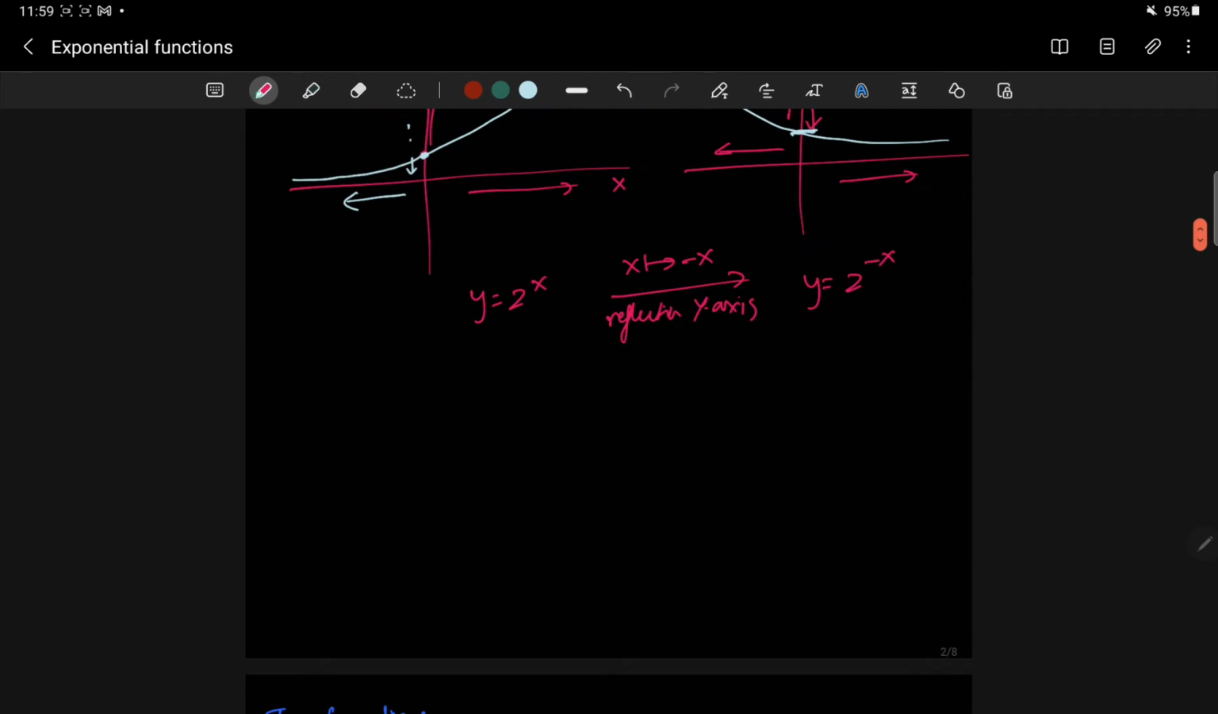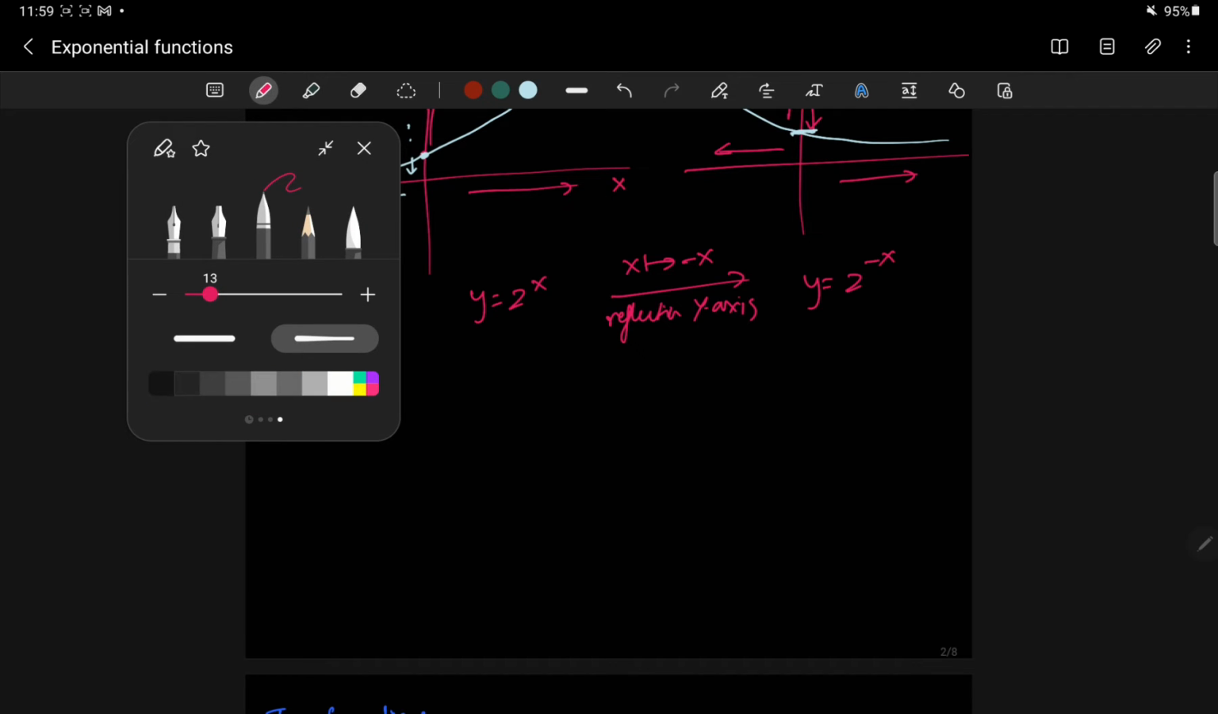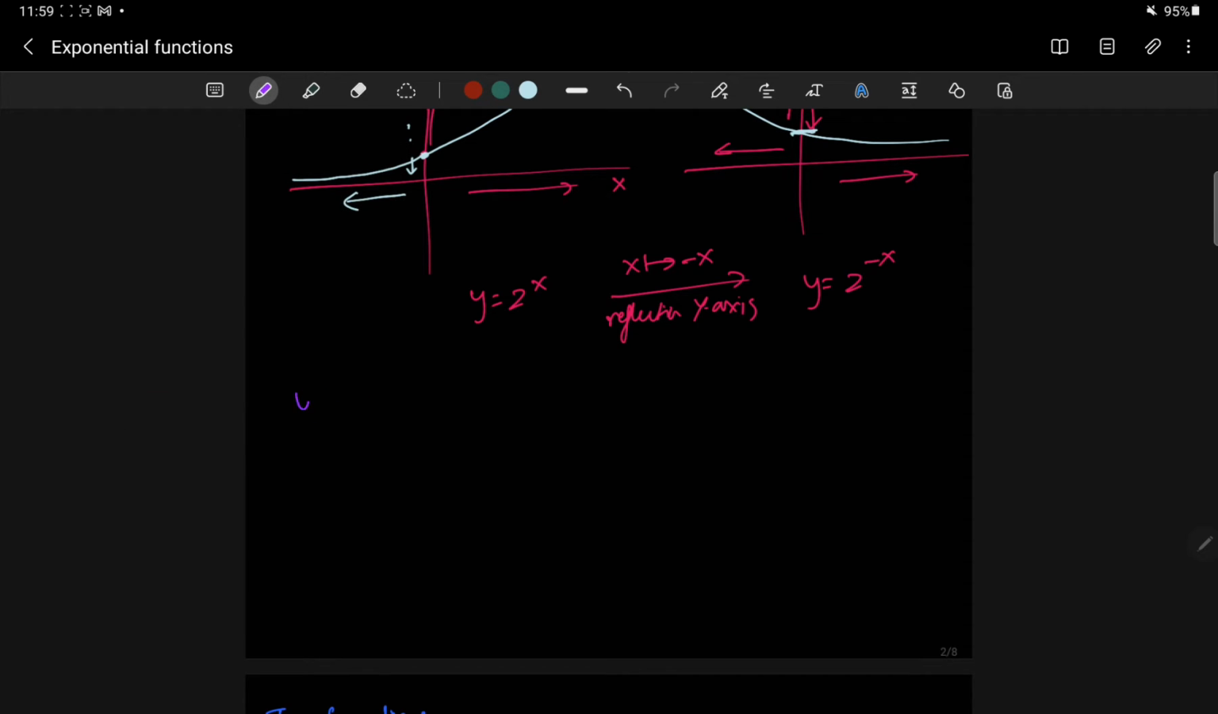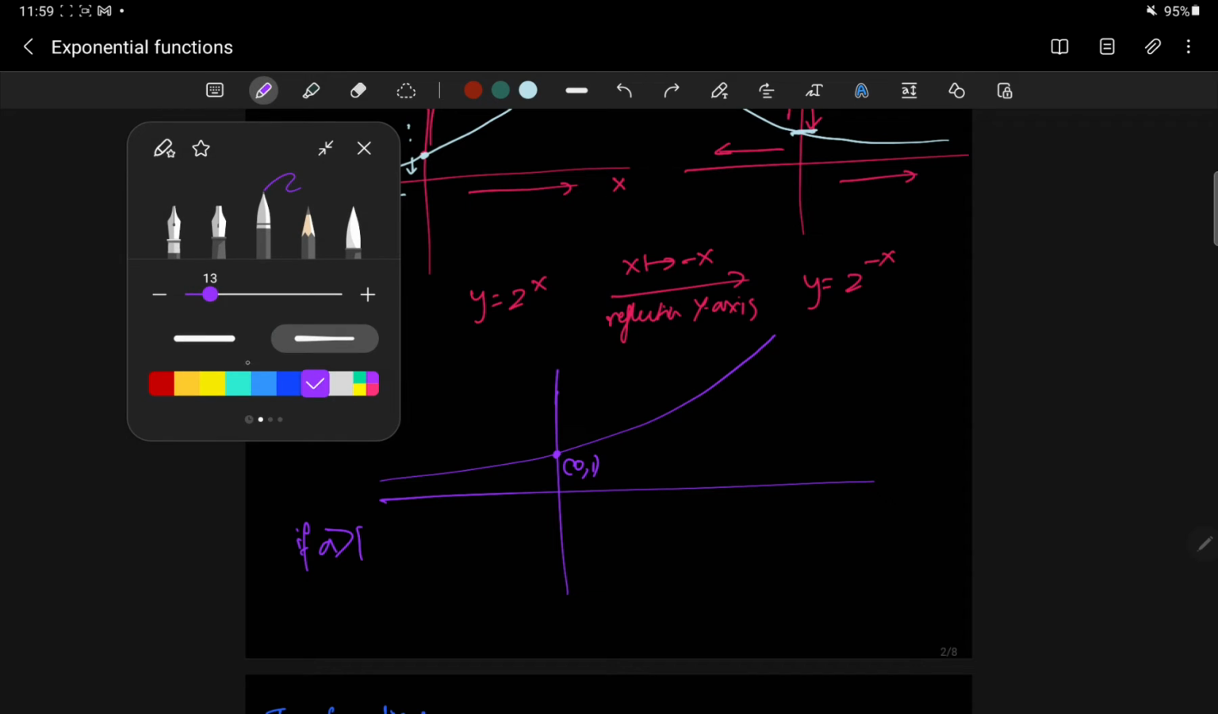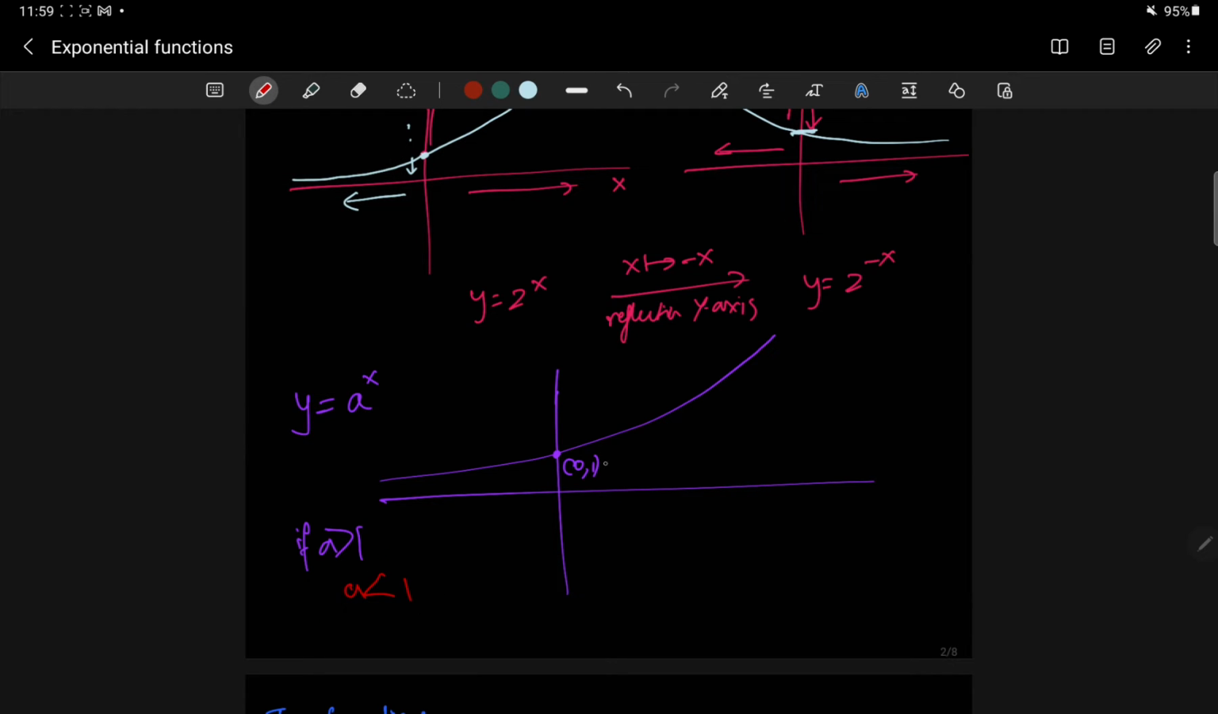Now, some important things to note about the graph and the function, right? So we have y equals a to the x, right? a is called the base. Now, if a is larger than 1, then you always have a shape of this form. This point is always 0, 1 because when your exponent is 0, then your result is always 1. If a is less than 1, let me use a different color for that. If a is less than 1, then it becomes this shape.